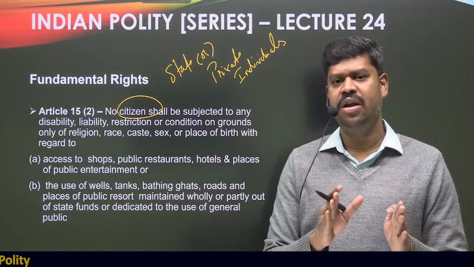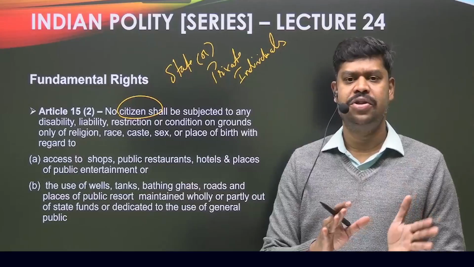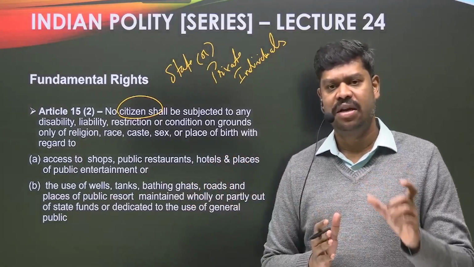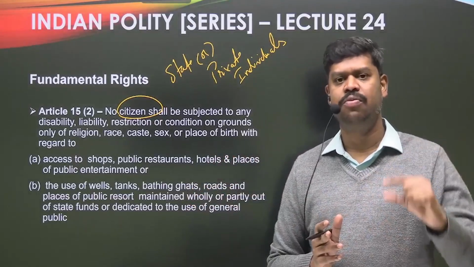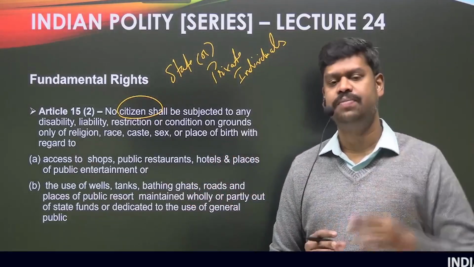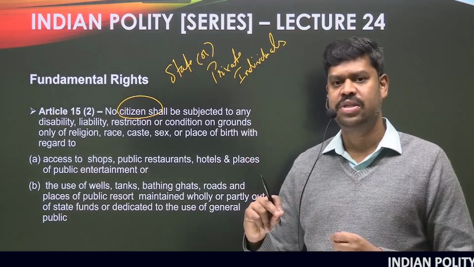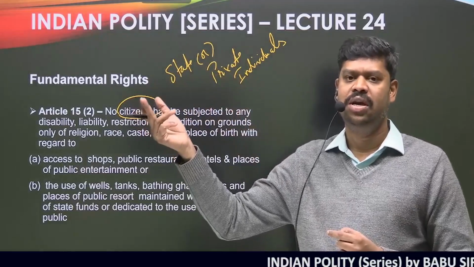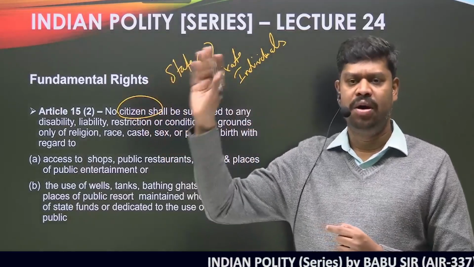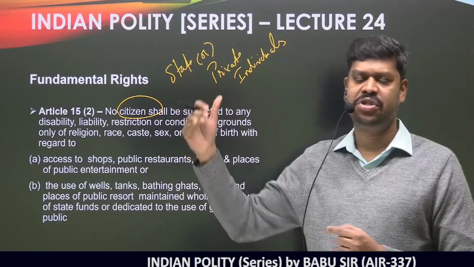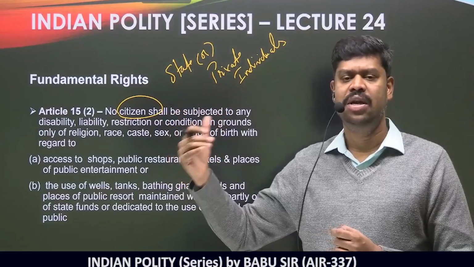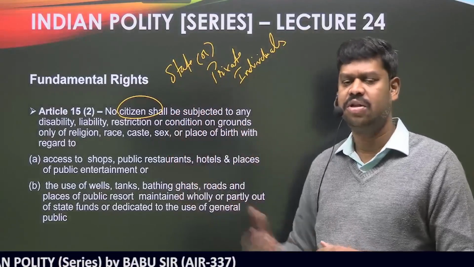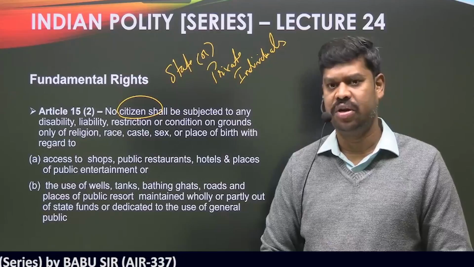While Article 15 Clause 1 is talking about no discrimination, Article 15 Clause 2 is also talking about no discrimination. But Clause 1 is conferring the right upon the citizens only against the state, whereas Clause 2 is conferring the right upon the citizens both against the state as well as private individuals. So nobody shall bring in any form of discrimination, disability or social liability with regard to access to certain public places as mentioned in this article. So that is Article 15 Clause 2.